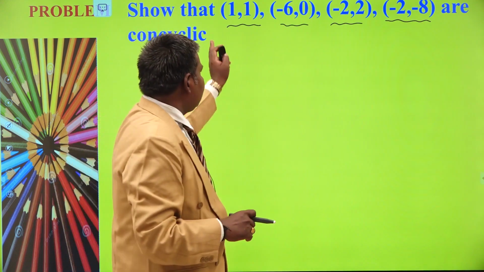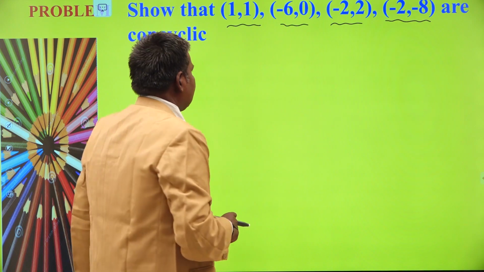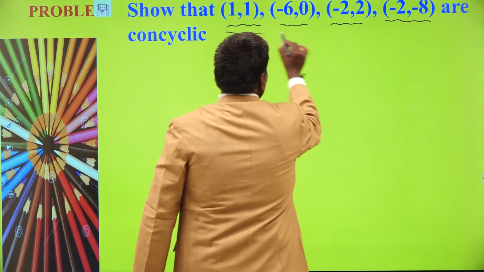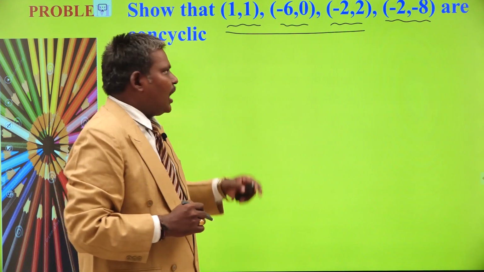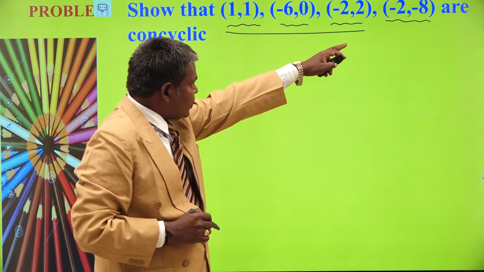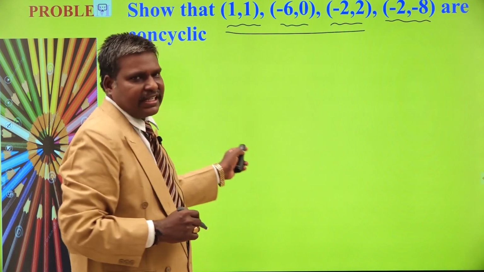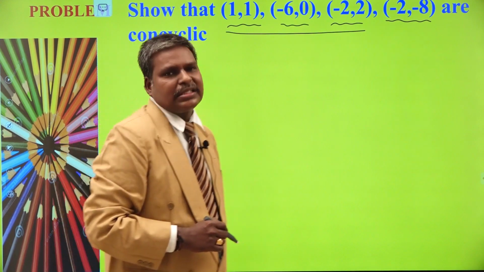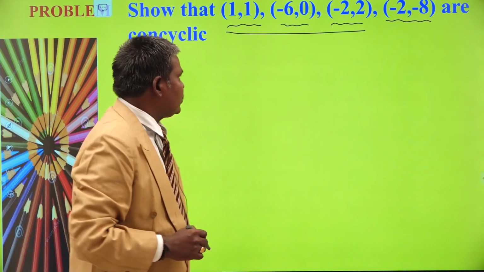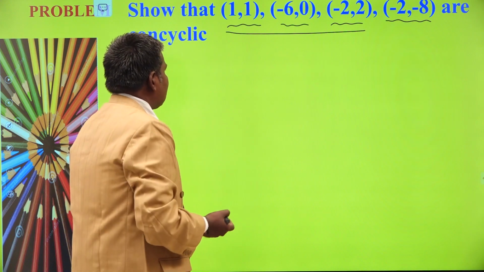So you take any 3 points out of these 4 points. I am going to take the first 3 points. I would like to find the equation of circle passing through the first 3 points. After that, substitute minus 2, minus 8 in that S equal to 0. If that satisfies, we say that the 4 points are concyclic. That is the method to show that given 4 points are concyclic.